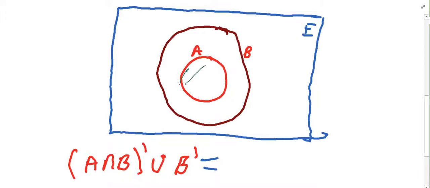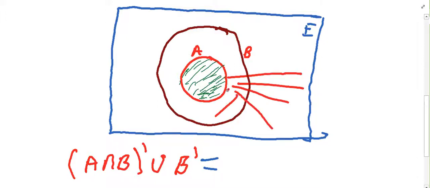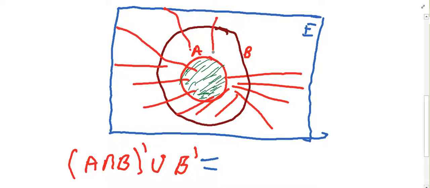So A intersection B is surely A. So this is your A intersection B. Okay, make sure that you follow me very well. So this is your A intersection what? B. Now if we say A intersection B complement, what will it be? A intersection B complement will surely be the outside of A. So what is the outside of A? This is the outside of A.